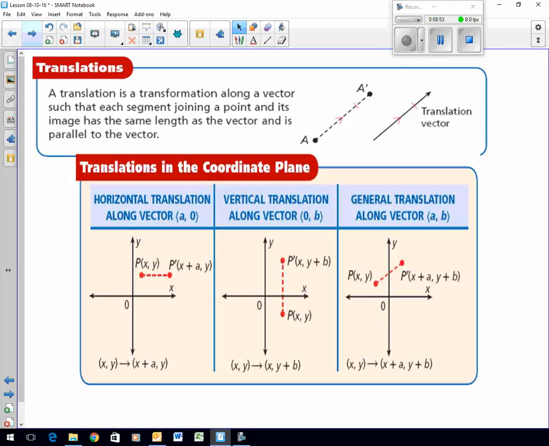We also talked about translation. Translation means what? Slide. Okay, we'll slide to the left, to the right, up or down. Translation has what's called a vector. Each segment goes to a point and ends at the same length as the vector and parallel to the vector. The big thing you need to know about a translation is parallel. How do I create a translation?